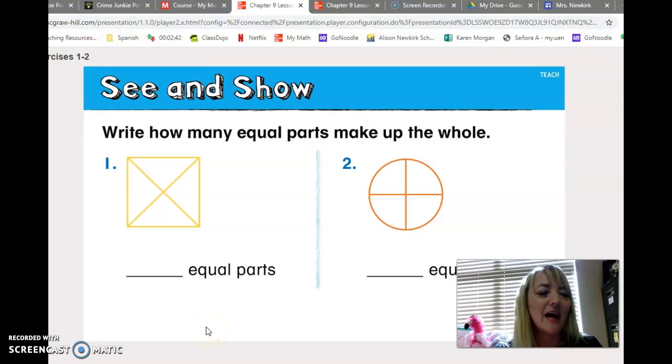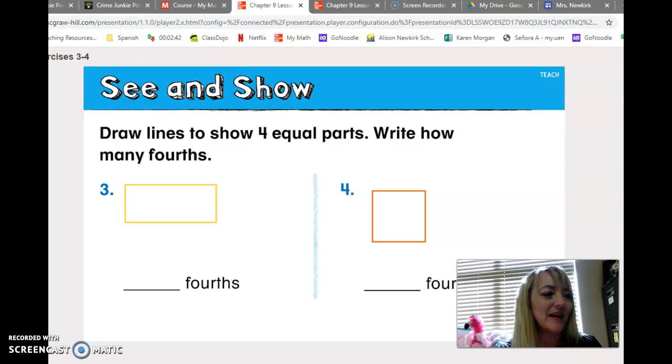Okay, write how many equal parts make up the whole. So here you have a square, 1, 2, 3, 4. Write 4 there. How many in the circle? 1, 2, 3, 4, divided into fourths, or 4 equal parts, or quarters. Okay, draw lines to show 4 equal parts and write how many fourths.